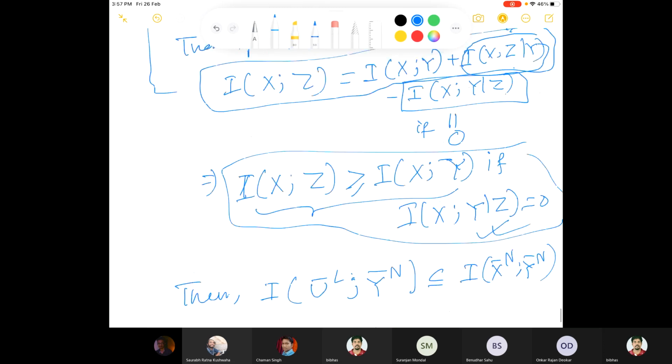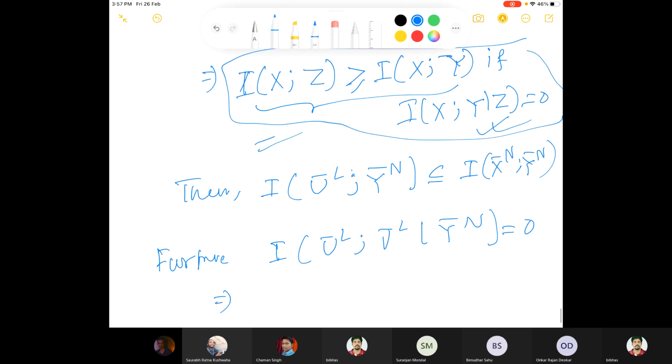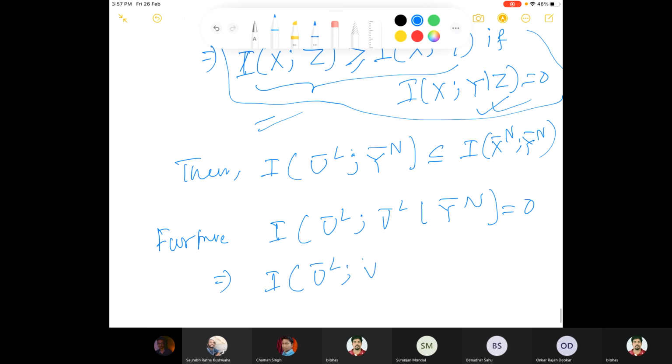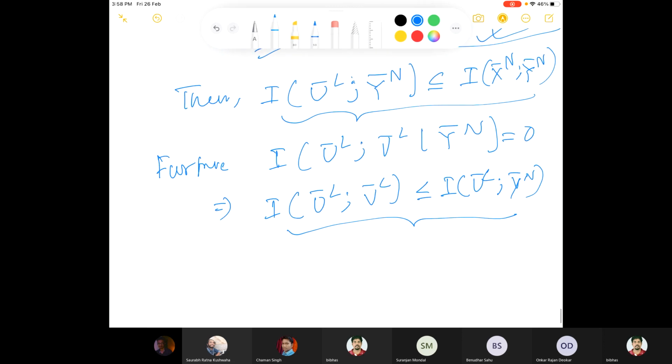Further, we have I(U^L; V^L given Y^N) equal to zero, using the communication channel. Then using similar logic as we derived here, this implies that I(U^L; V^L) is less than or equal to I(U^L; Y^N). So this is less than or equal to this, and this is less than or equal to this. Let's say this is 1 and this is 2. Therefore, from 1 and 2, what can we write?